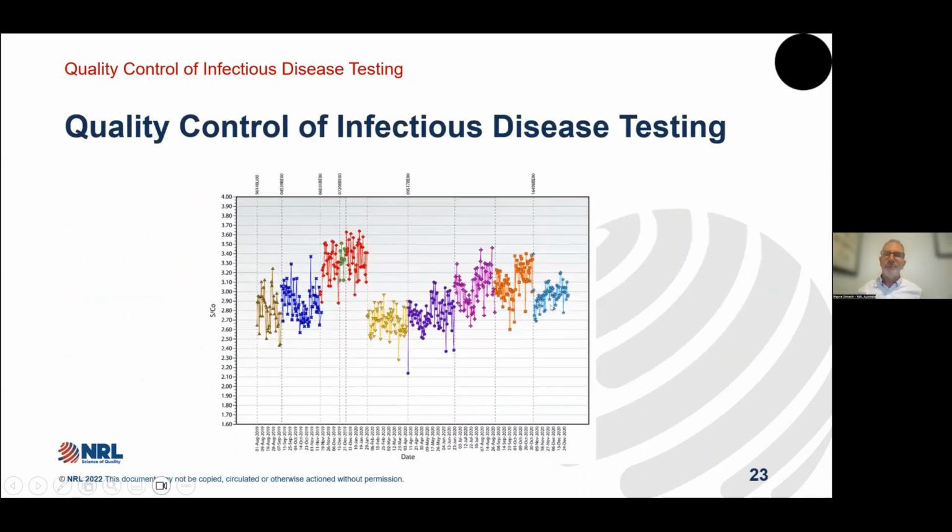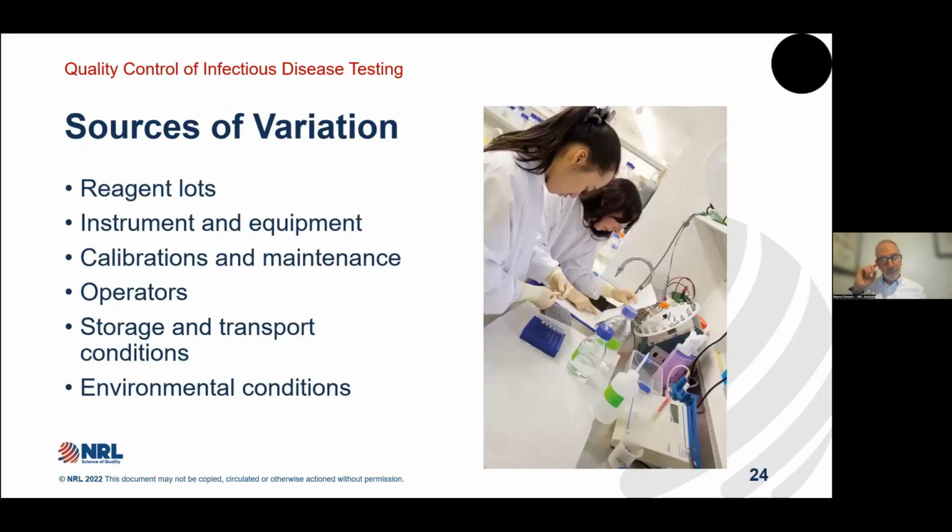So variation occurs in all forms of testing, but nowhere is it more apparent than in infectious diseases testing. This is because the sources of variation have a major impact on what we see coming out of infectious diseases testing. Reagent lots, instruments and equipment used, how they're maintained and calibrated, the operators and how they handle those instruments and reagent lots, the storage and transport conditions of all the materials that are used, and the environmental conditions all have a great impact on the results that we see in infectious diseases testing.